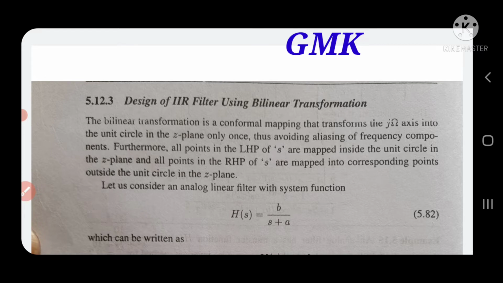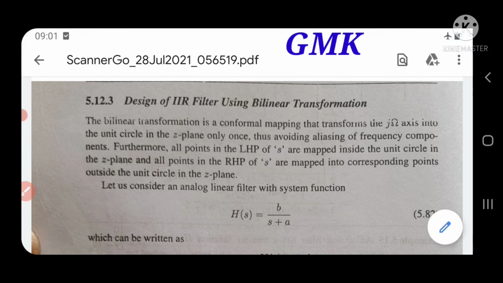In the bilinear transformation technique, the left-hand poles, that is, the poles in the left half of the j omega plane in the S plane, are directly mapped inside the unit circle in the Z plane. At the same time, right-hand poles in the S plane are mapped outside the unit circle in the Z plane. That is the very first condition.